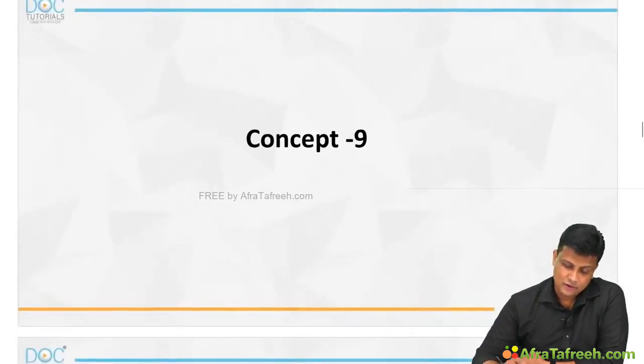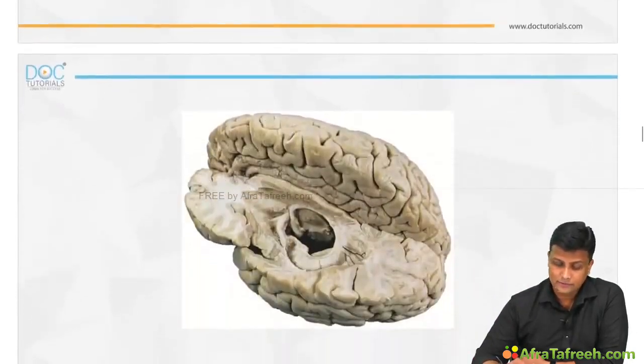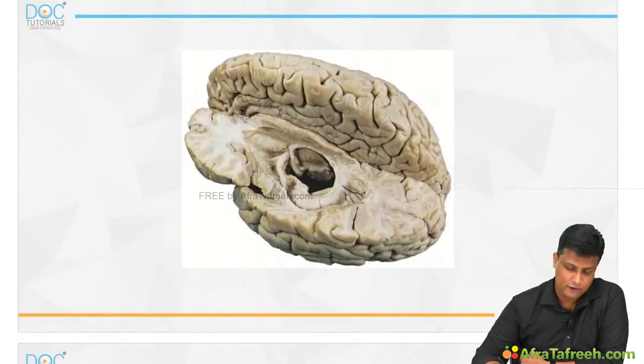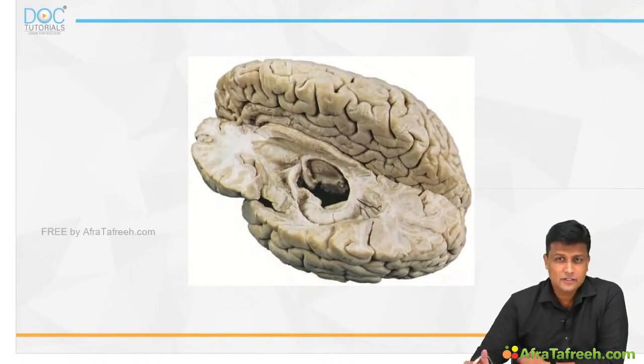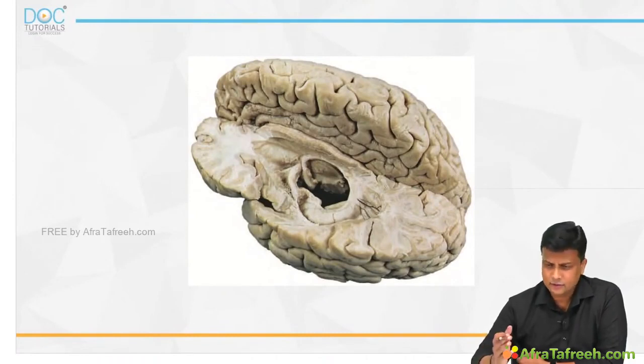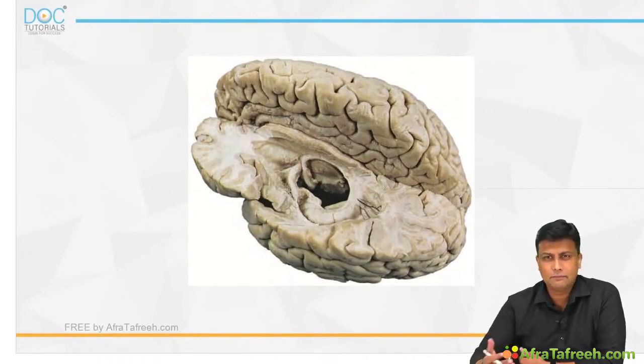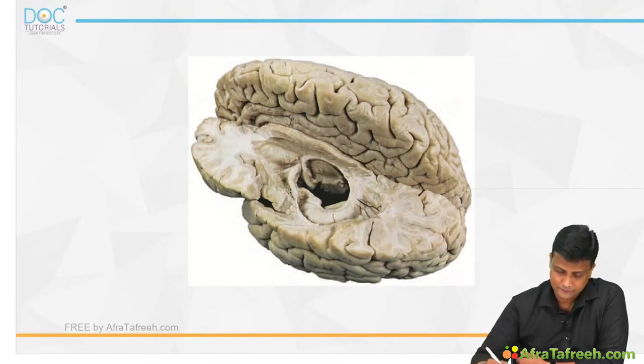Concept number 9, the next concept, another very favorite concept of the AIIMS examiner, guys, that is the fornix. Fornix has been asked a lot of times in the AIIMS exam, repeatedly in some way or the other. Whether it is an image based question, or identifying whether it is a sagittal section or coronal section, in many places the fornix has been tested.